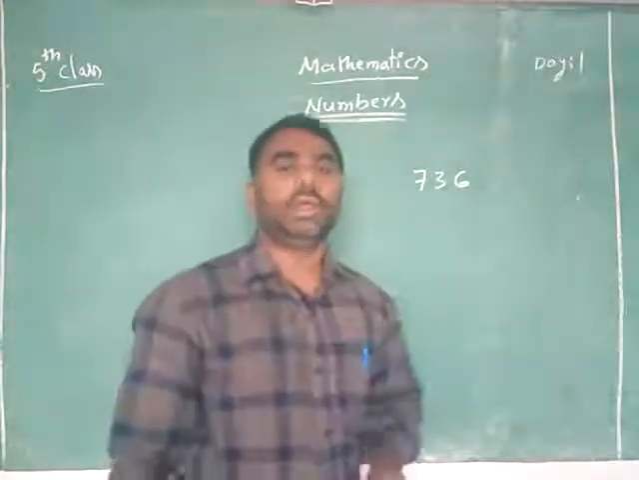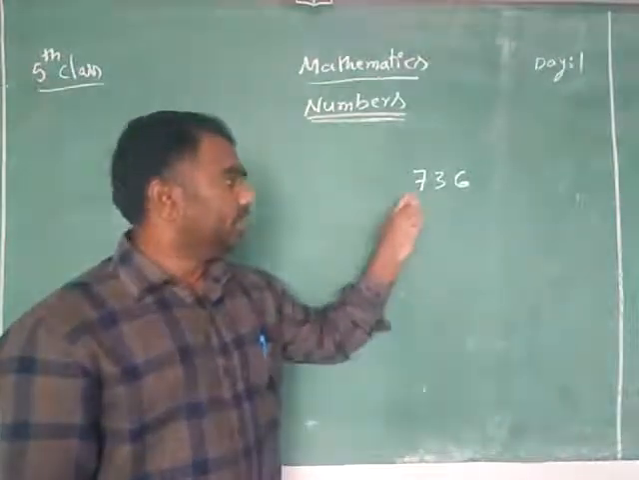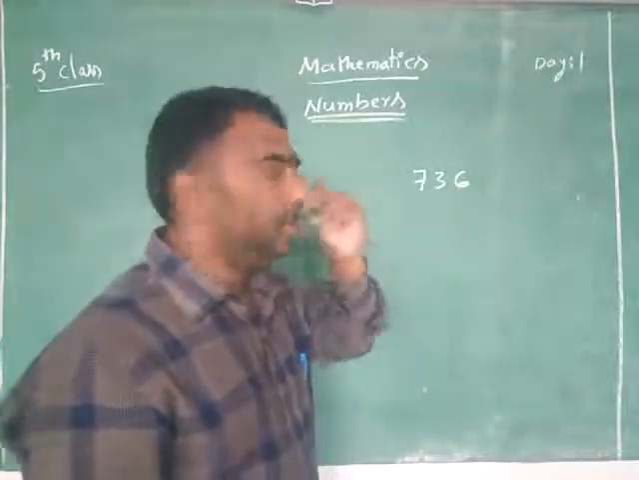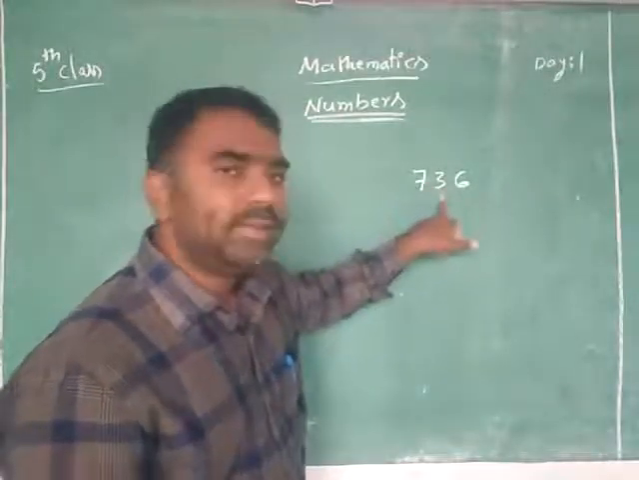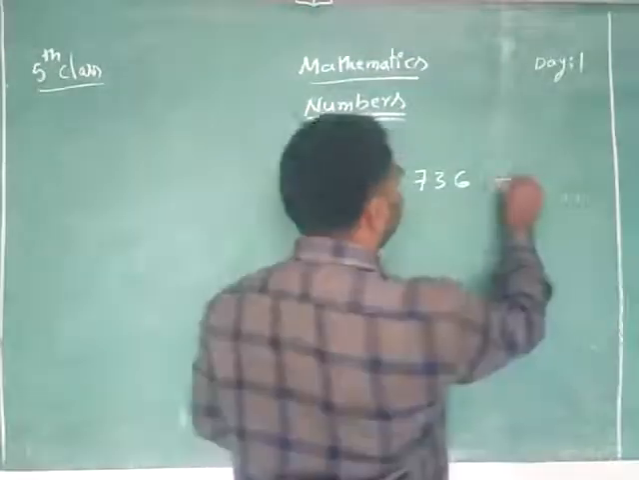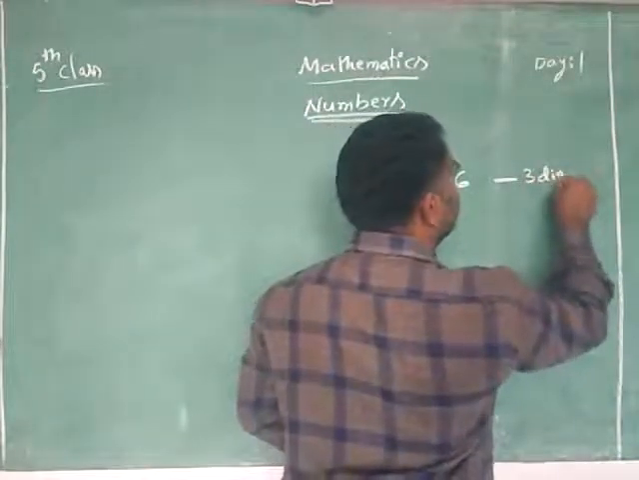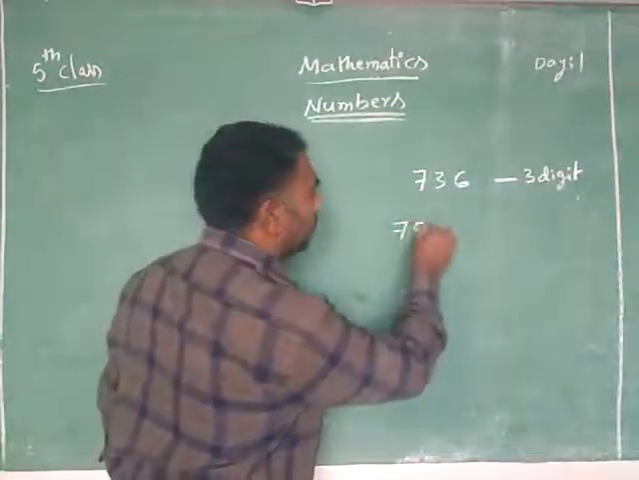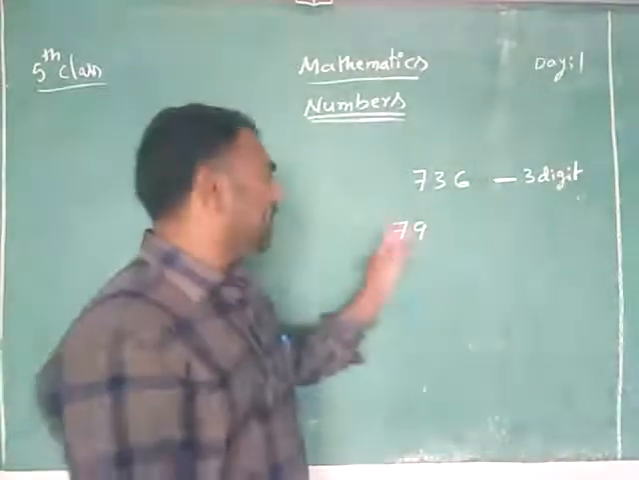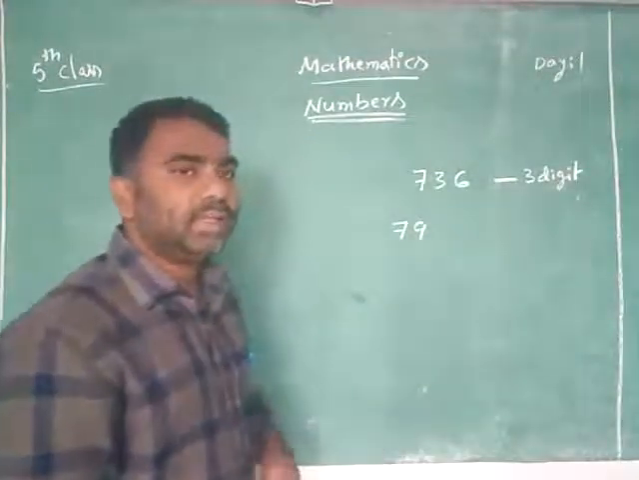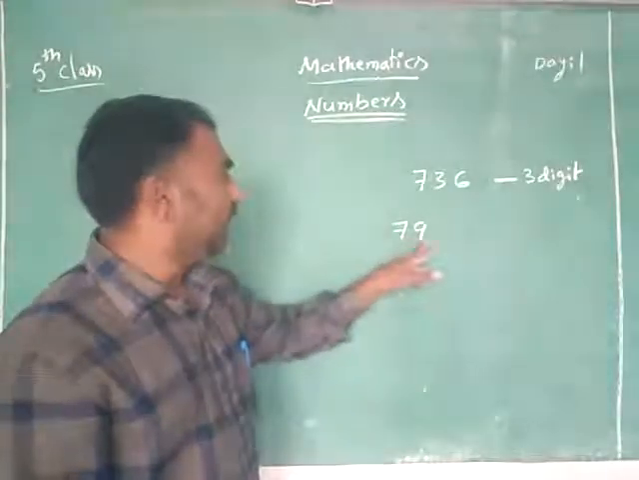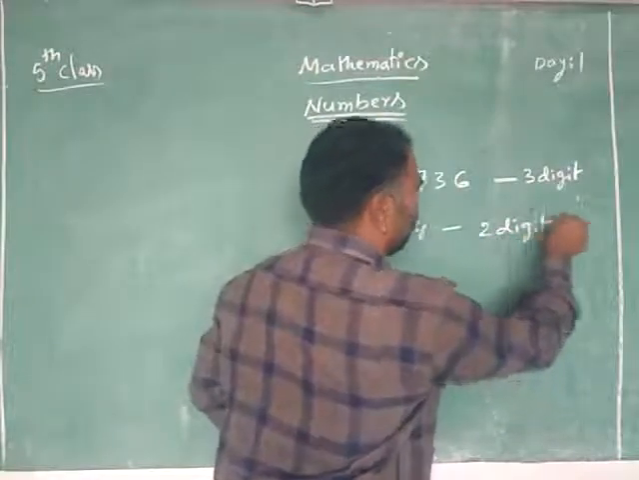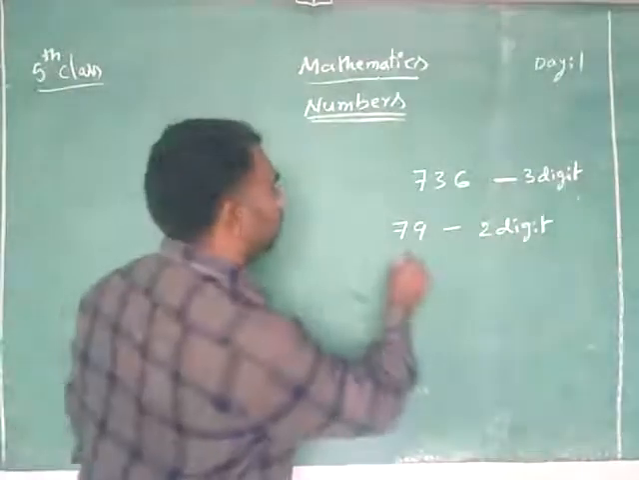What is this number? Immediately you will say it is 736. You see, this is called a 3-digit number: 1 digit, 2 digits, 3 digits. When I gave you another number, you said it is 79. What does 79 mean? 7 and 9. Two digits are there. So what is it called? A two-digit number.